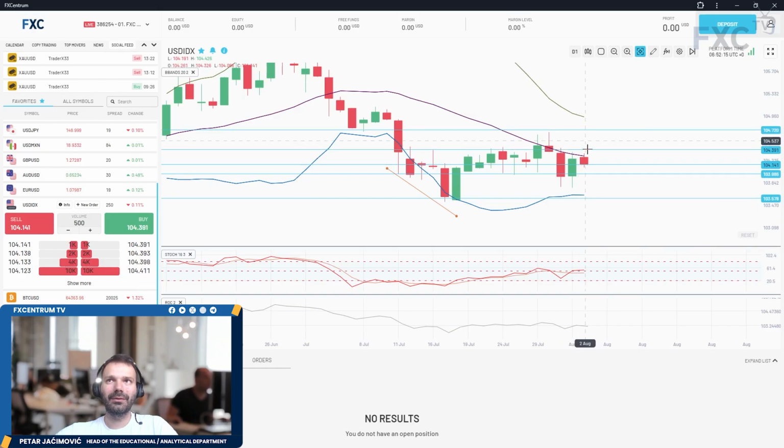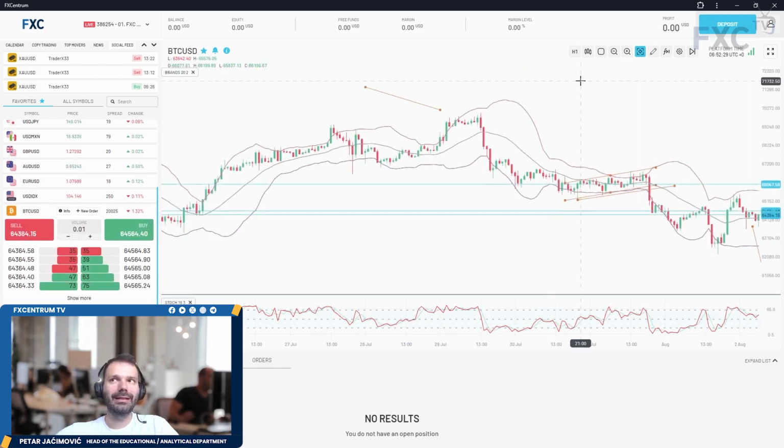We can see that we have potential contraction here, and the market has been consolidating for 10 days. So if we can see a re-break of 104.66, there'll be a chance for higher prices. For now, the dollar index is just consolidating.